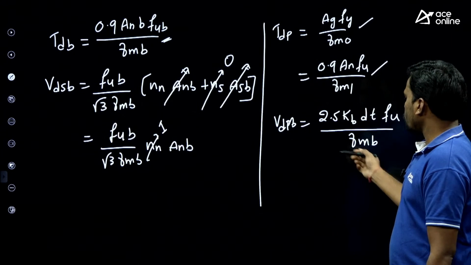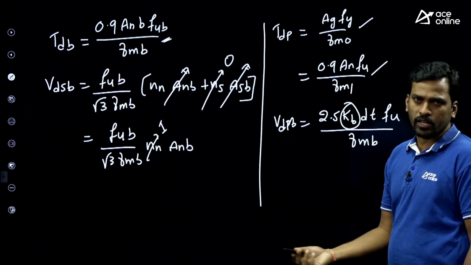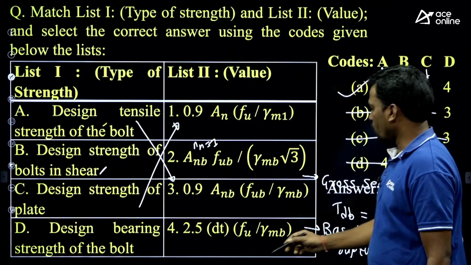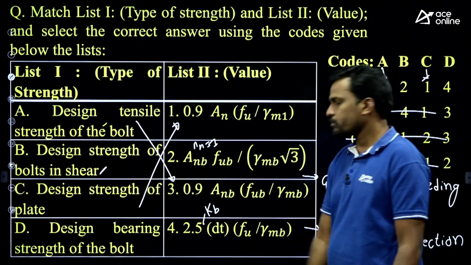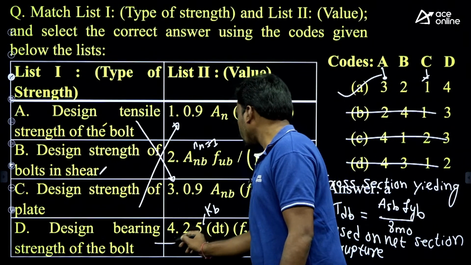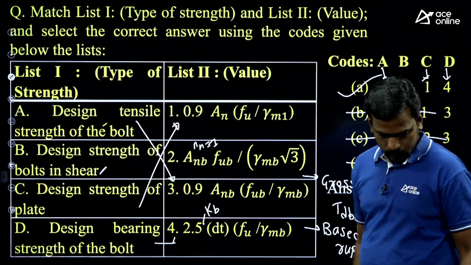Okay, but in the formula, Kb was not given. It means Kb is taken as 1, for example. You have to give the Kb formula value, but Kb is missing here. So the answer is D4. Okay, right.